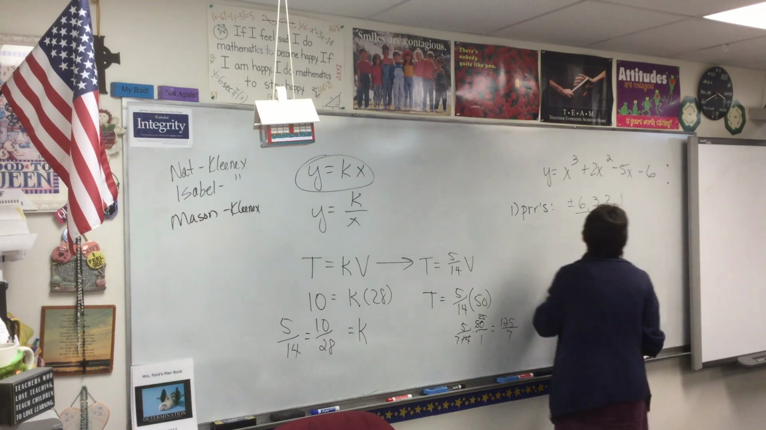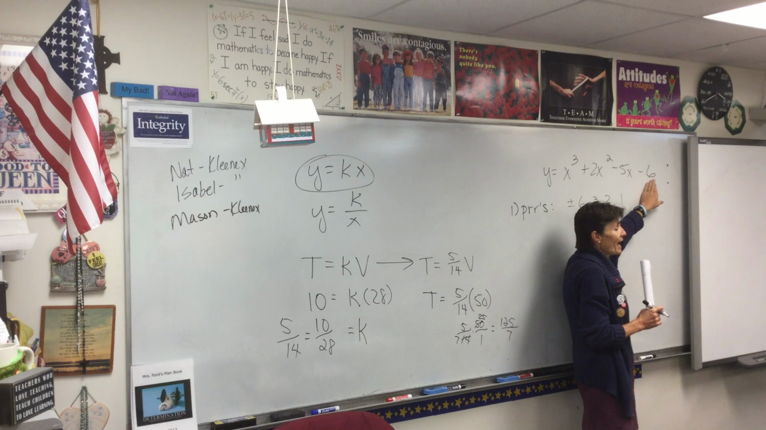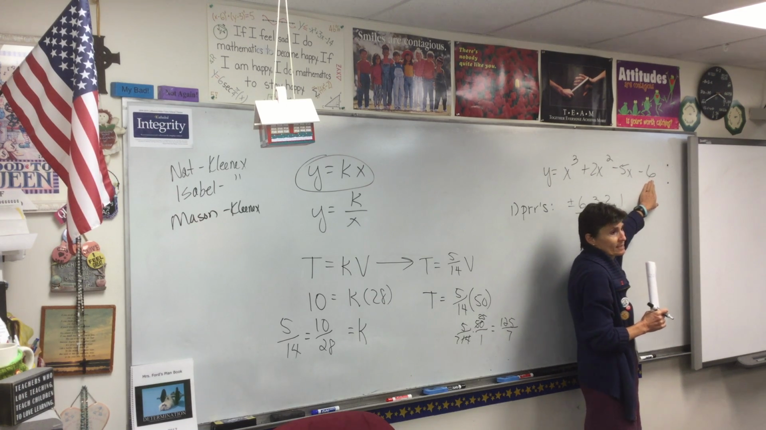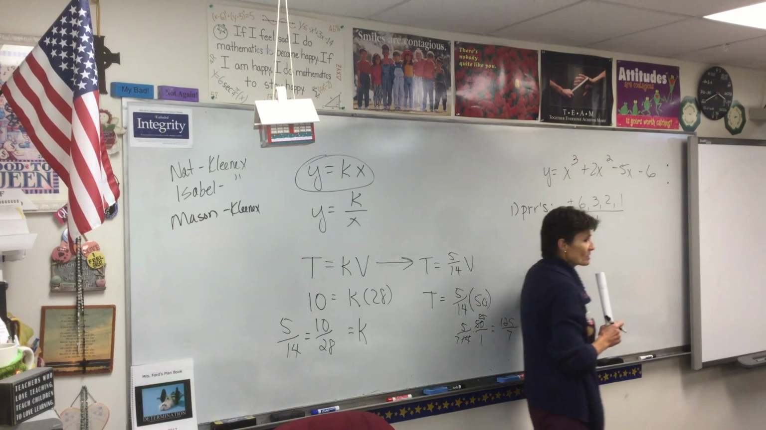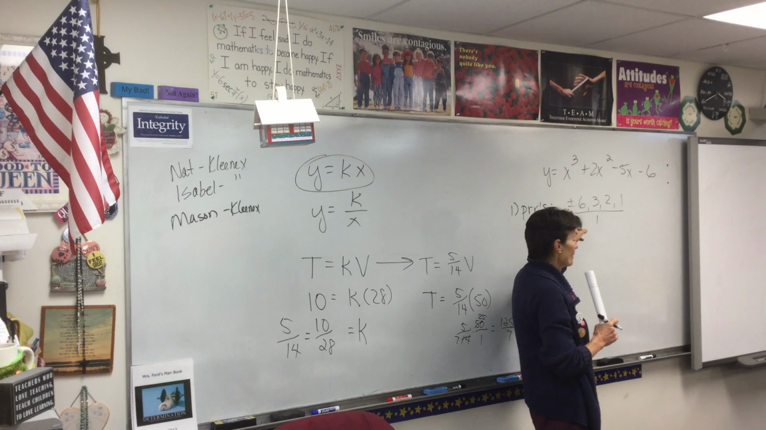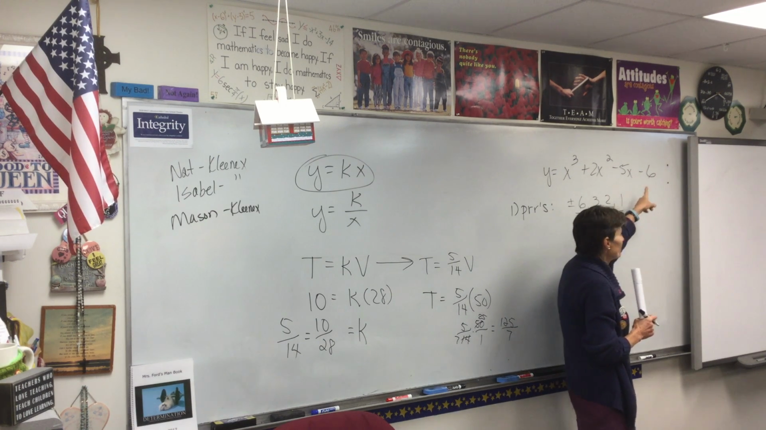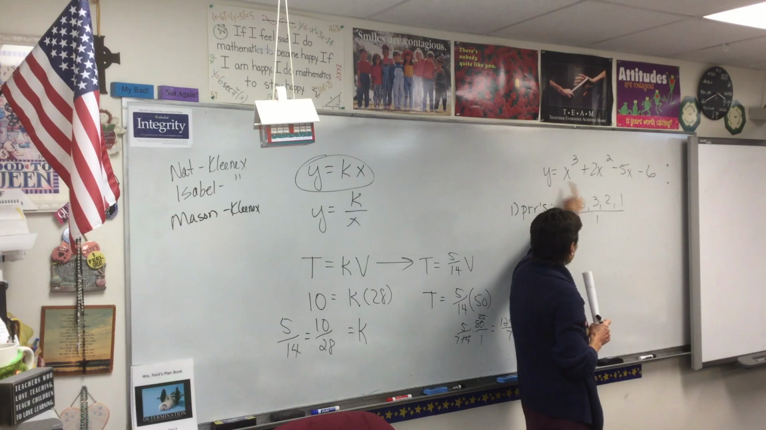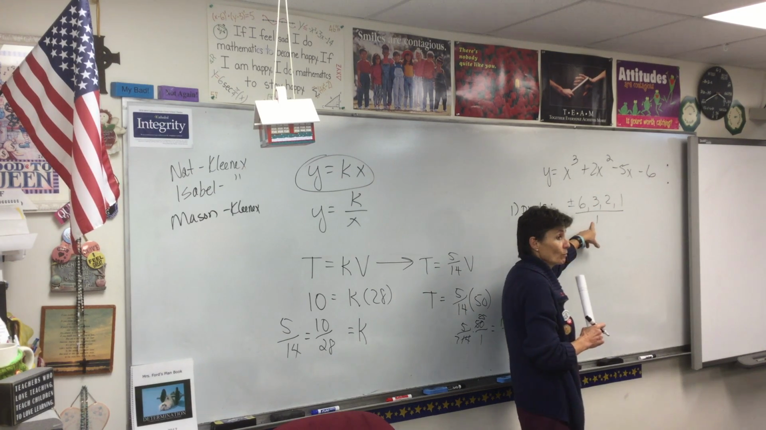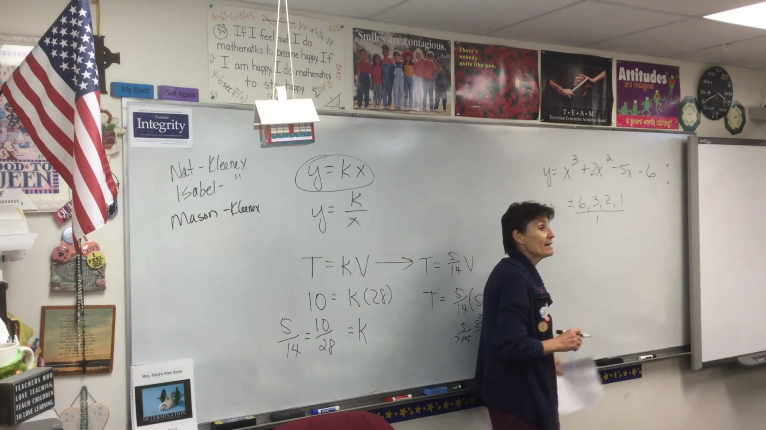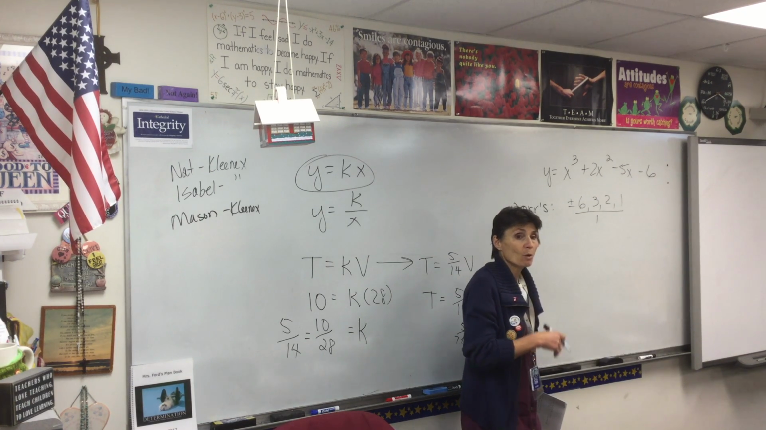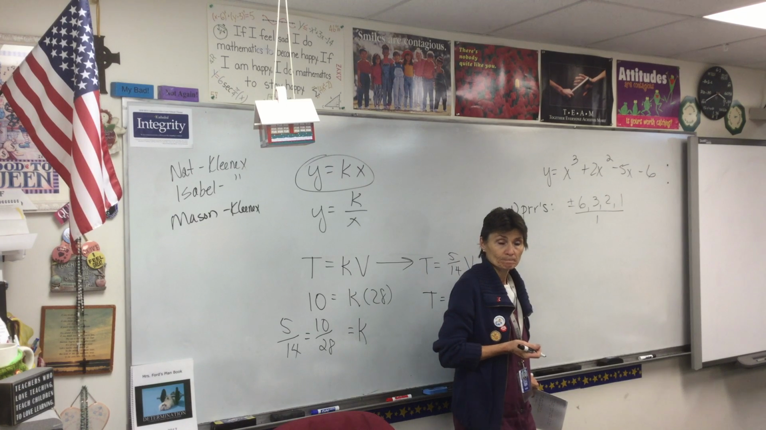Possible rational roots are factors of the last number, we call it the constant, over factors of the leading coefficient. So in this case, it's always plus or minus 6, 3, 2, and 1. Those are the factors of 6. Over, that number's just a 1, so it's over 1. All right, now it says, find the factors. So what do we do? Test them.